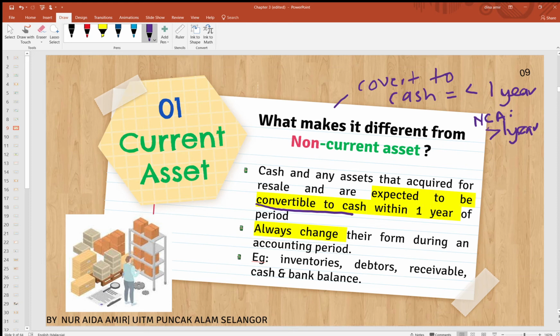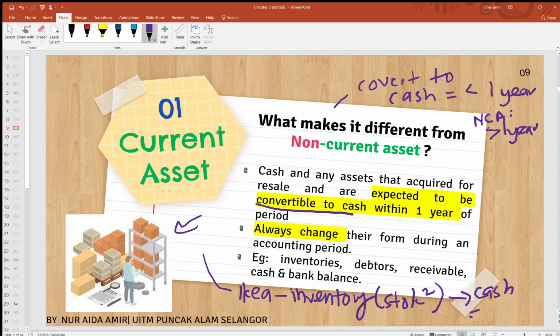Okay, for example macam ni inventory yang dekat dalam store. For example macam IKEA, IKEA ada inventory dia. Okay, inventory tu adalah stok lah. Stok yang ada dekat dalam. Kalau you pergi IKEA, you mesti nampak macam ada satu kotak-kotak yang banyak dekat dalam IKEA tu kan. Itu adalah stok bahan dia lah. Stok barang perabot dia. So, IKEA expected to convert the stock into cash within or less than 1 year.